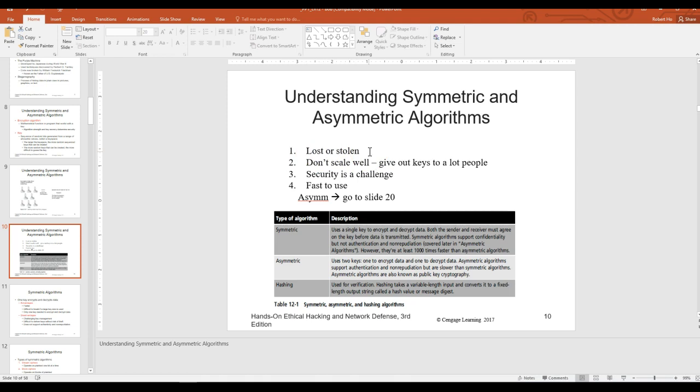As for the disadvantages, if the key is lost or stolen, that can be a challenge for any organization. Also, it doesn't scale well because we give out keys to a lot of people, so that poses security challenges. How about if the key is lost or somebody stole it? Since you only use one key to encrypt and decrypt, that can be a problem. However, it is fast to use. So this is called a symmetric key.